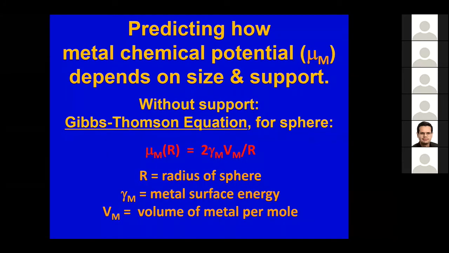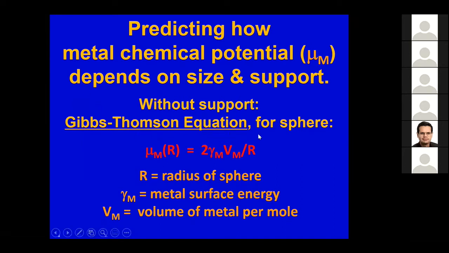And so let's think about predicting how the chemical potential, this energy stability, depends on the size and the support material. Without a support, already people for many years have understood how chemical potential varies with particle size for spherical particles. These kinds of things were derived to understand particle size effects in the thermodynamics of things like the nucleation and growth of water droplets in the clouds and the eventual formation of rain.